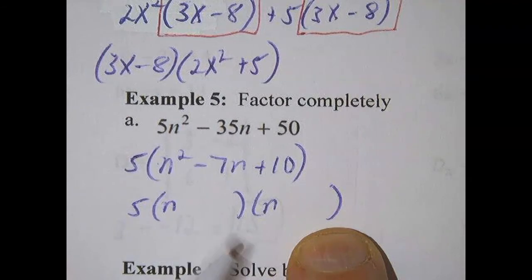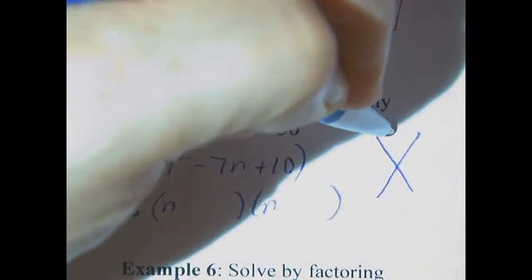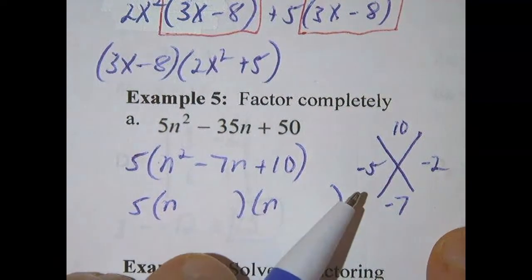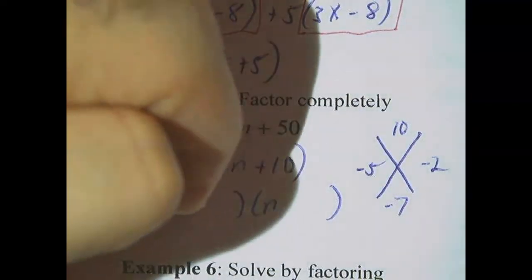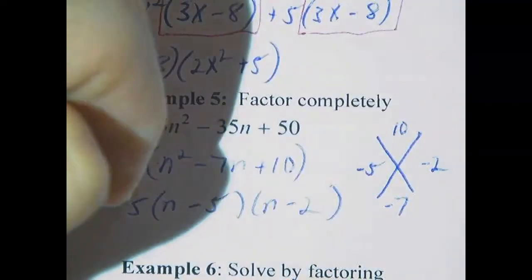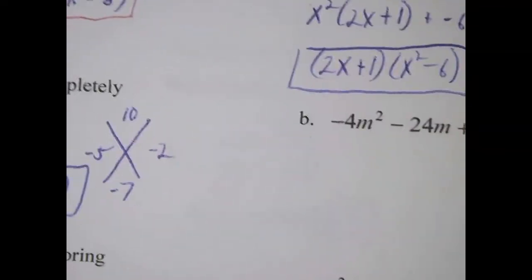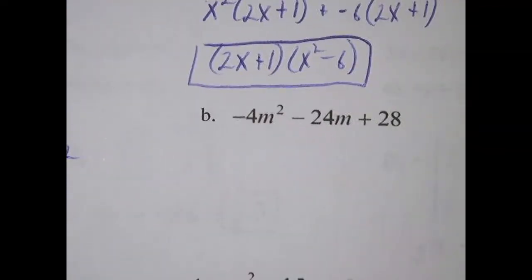So the only way to get a product of 10, we can make a quick x factor. We need a positive 10 and a negative 7 for the sum, and that's just going to be negative 5 times negative 2, right? Negative 5 times negative 2 is 10, adds up to negative 7, minus 5, minus 2. Now it is factored completely. Okay? Let's try B. I'll pause the video, give it a try.